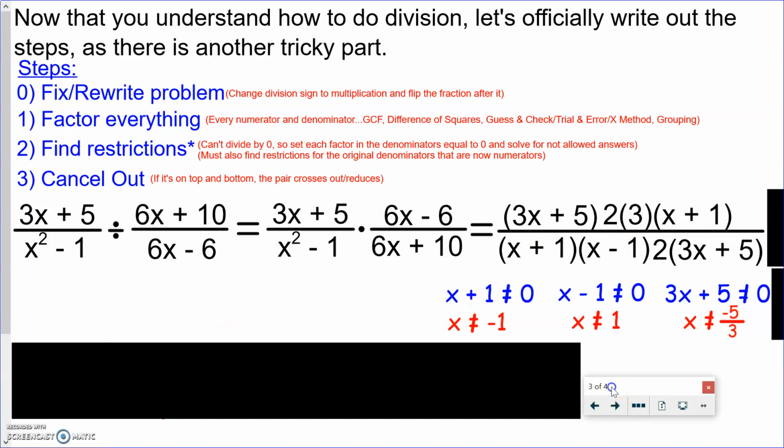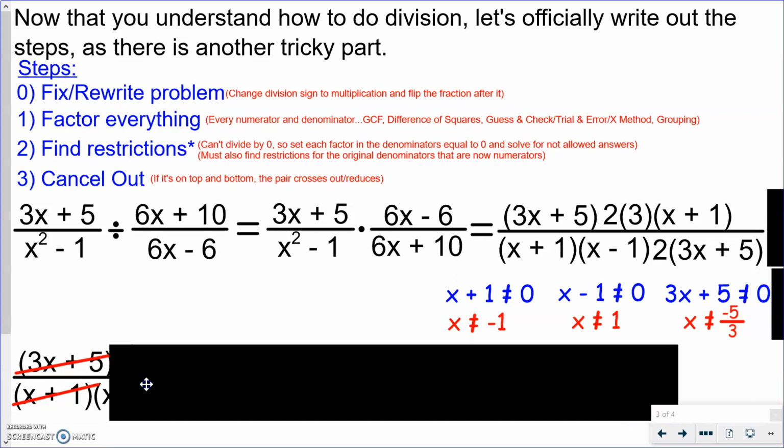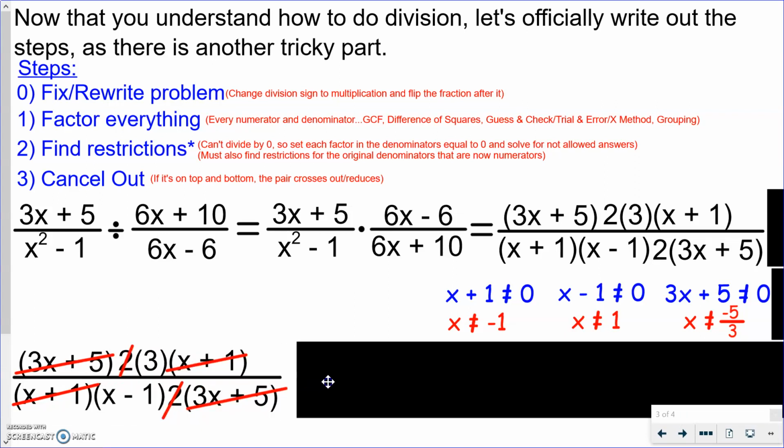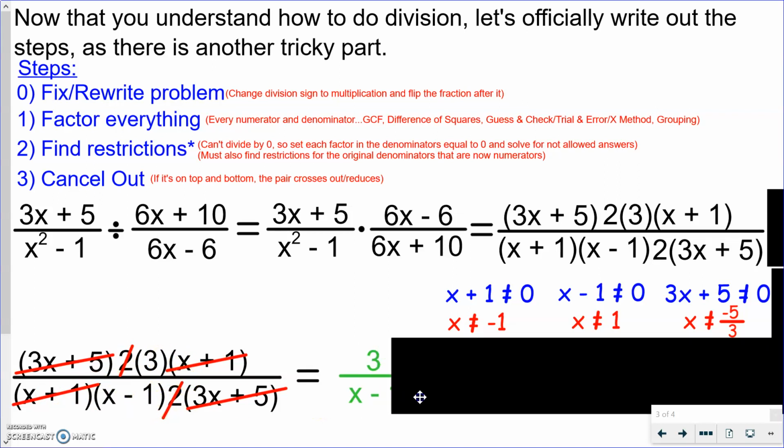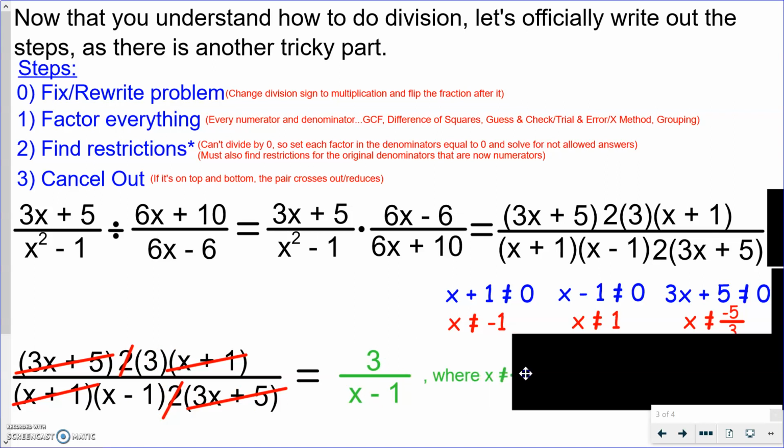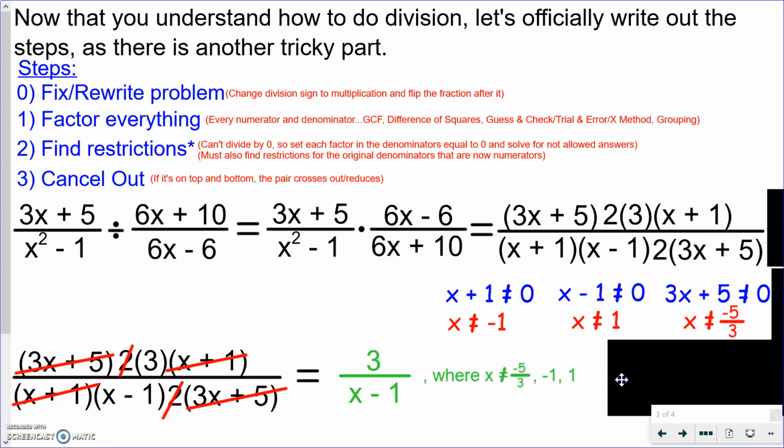So a lot of kids will forget restrictions that flip to the top. Last step, cancel out. So 3x plus 5 crosses out 3x plus 5. 2 crosses out 2. X plus 1 crosses out x plus 1. All that's left over on top is the 3. On bottom is the x minus 1. There's no other multiplication, so you don't need the parentheses. Then don't forget to write the restrictions next to it. So right there in green is my answer.